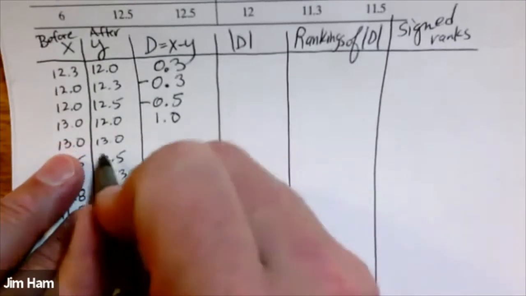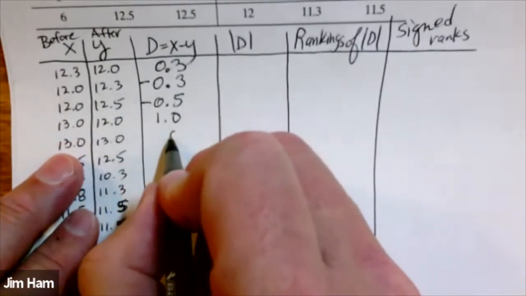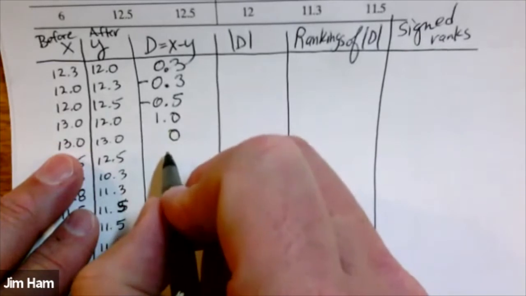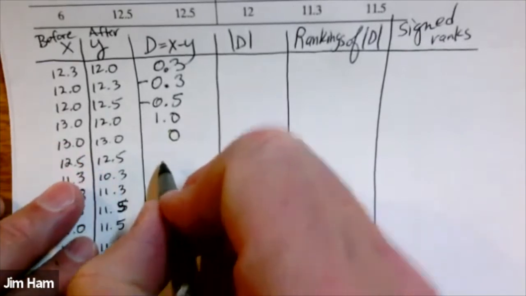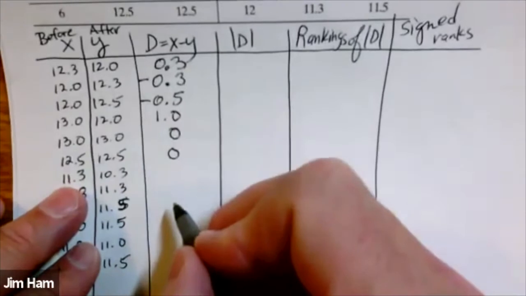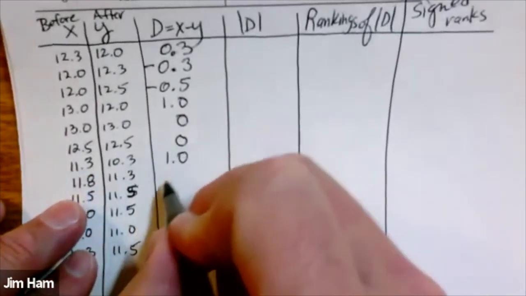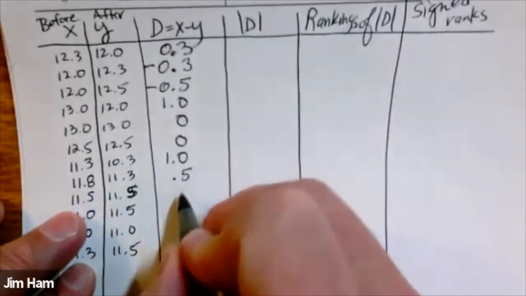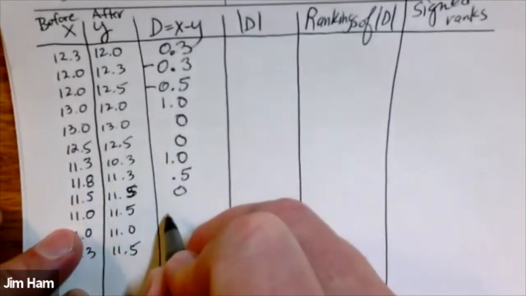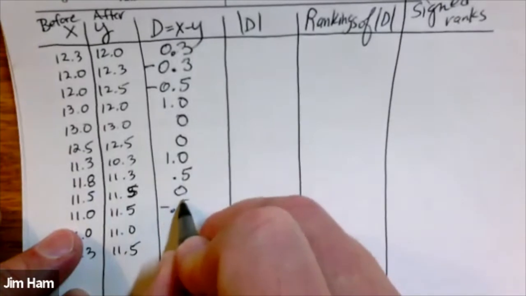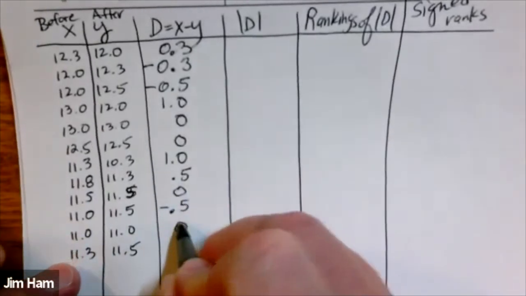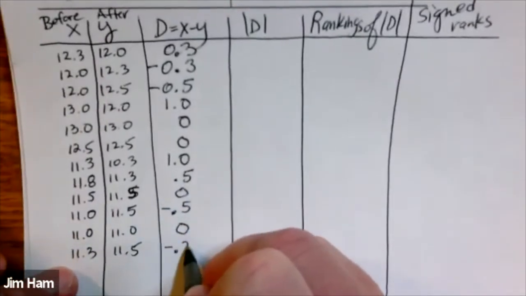All right, so here's where you're going to see your first 0. There, 13 minus 13. Here's another one, 12.5 minus 12.5. This one is 1.0, 0.5, 0. This one is negative 0.5. Another 0, and negative 0.2.